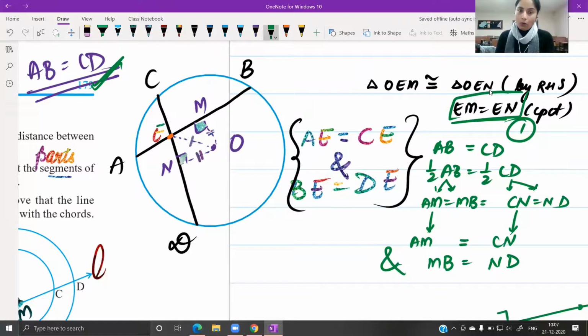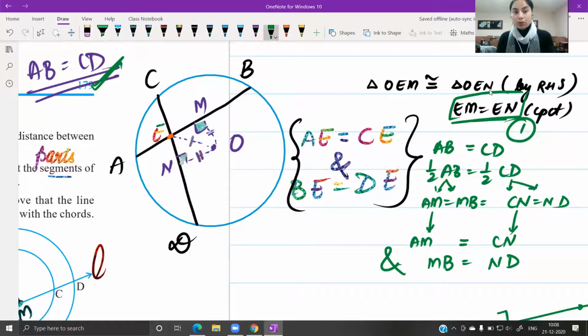हमने triangles की congruence करनी है. Congruence से हमने conclude किया EM equals to EN. मैंने EM equals to EN इसलिए pick किया because I'm going to talk about the parts of the chords and EM and EN are actually portions of those chords. तो वो उसकी help से हम आगे काम करेंगे.